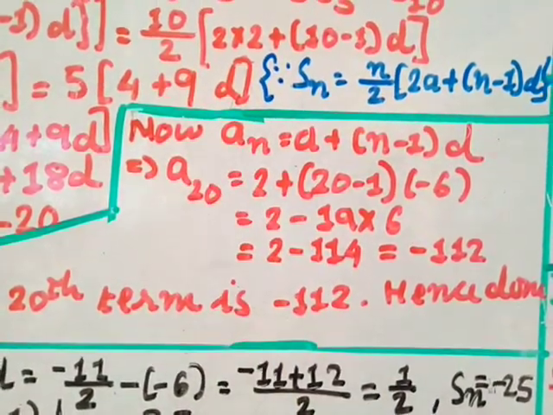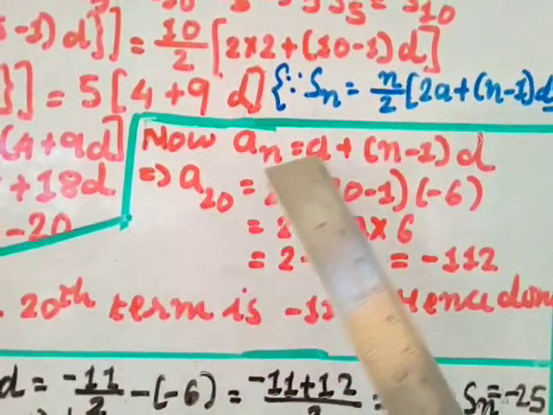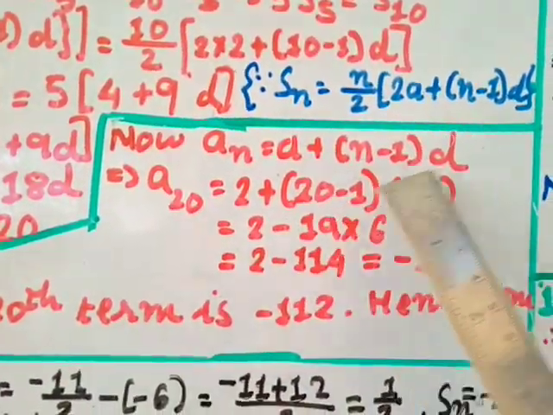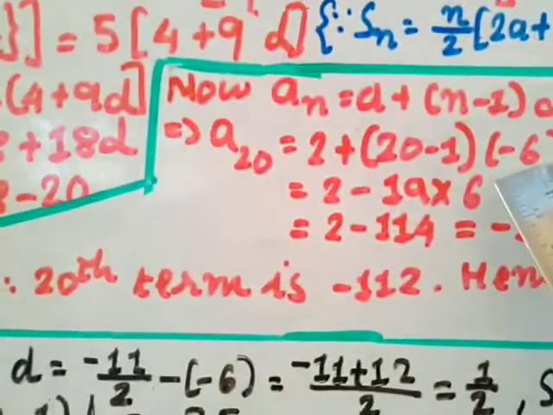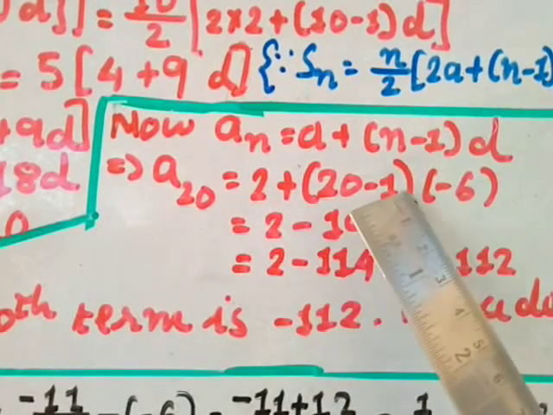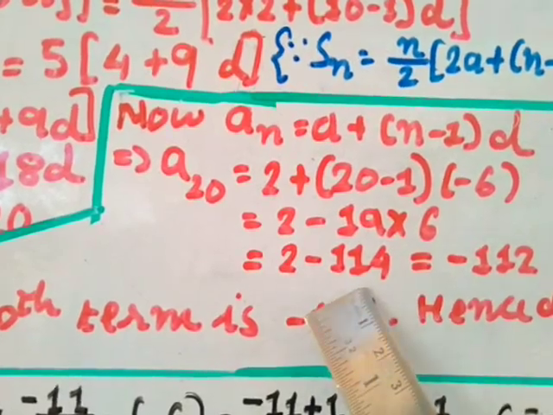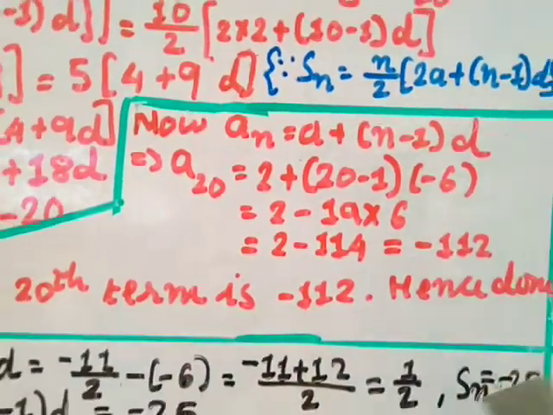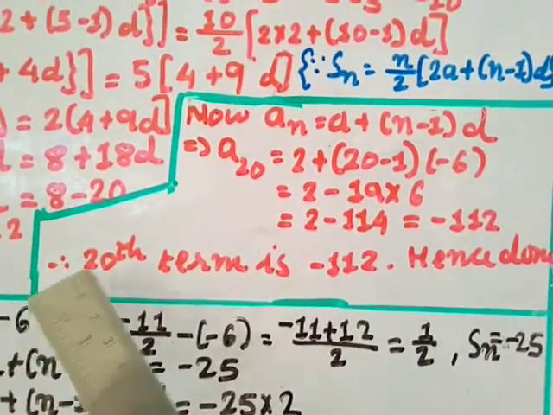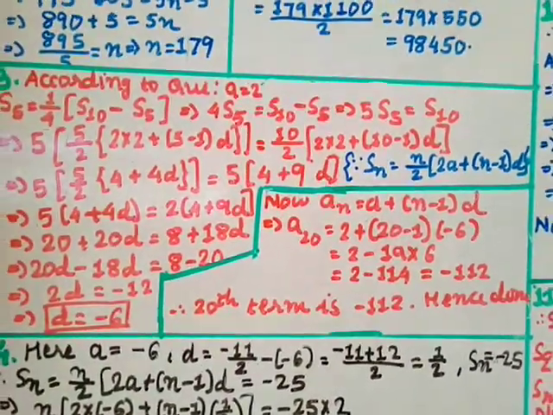So a20, they have asked us to find, to show that the 20th term. I put the n value as 20. So a20 equals a, which is given in the question as 2, plus (20 - 1), and the d value we found as minus 6. So 2 as it is, plus into minus is minus, so 6 is here, 20 minus 1 is 19. So 2 as it is, minus 19 into 6 is 114. This difference is equal to minus 112. So we have proved that a20 is equal to minus 112, and that is what they have asked us to prove, that the 20th term is minus 112. So hence proved.